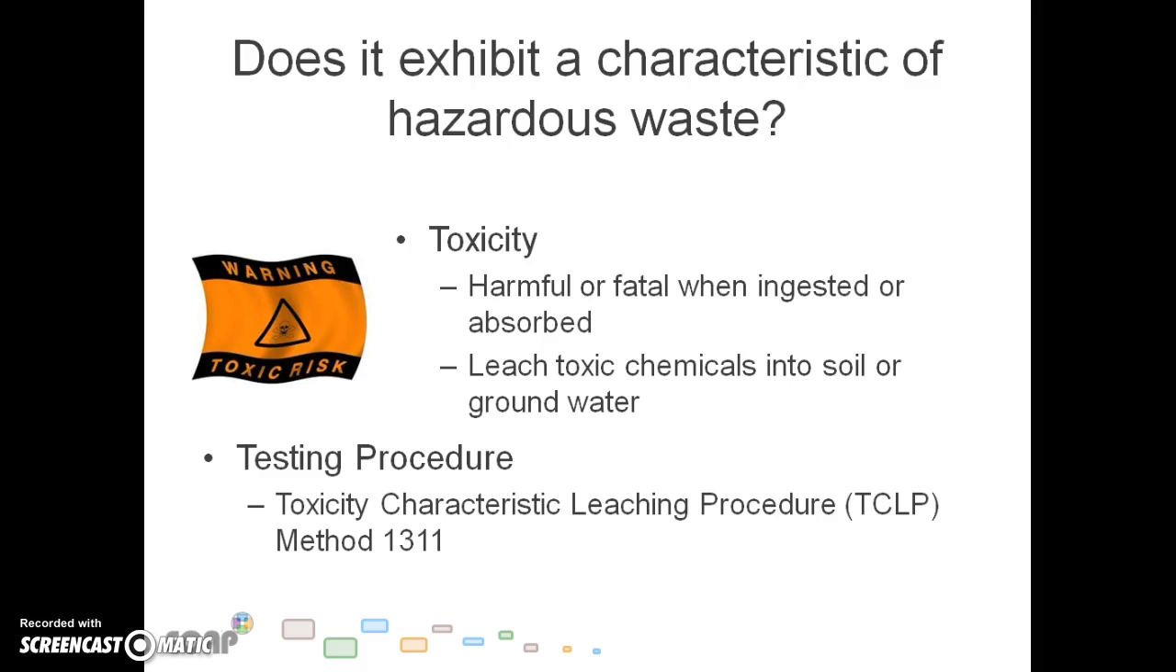A waste is toxic if it's harmful or fatal when ingested or absorbed, or it leaches toxic chemicals into the soil or groundwater when disposed on land. For example, wastes which contain high concentrations of heavy metals such as cadmium, lead, or mercury are typically toxic. You can determine if your waste is toxic by having a representative sample tested using the Toxicity Characteristic Leaching Procedure, TCLP. The TCLP helps identify wastes which are likely to leach concentrations of contaminants that may be harmful to human health or the environment.